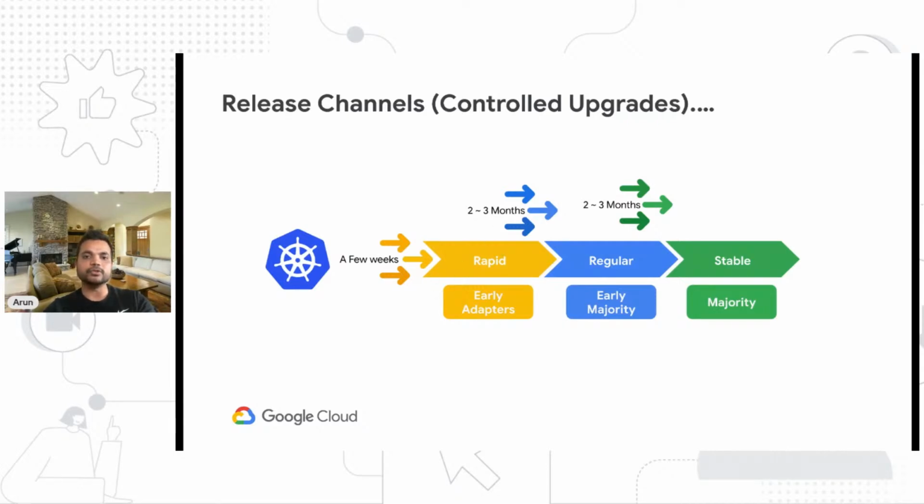After 2 to 3 months of soaking time, we check internally that we are not breaking anything within the clusters. Then we graduate it to regular, and most of the early maturity uses regular. After 2 to 3 months in regular, we move that regular version to stable, and this is, as the name suggests, the most stable version. So from the open source community version to stable, it takes close to 6 months or so for a version to become available in the stable channel.